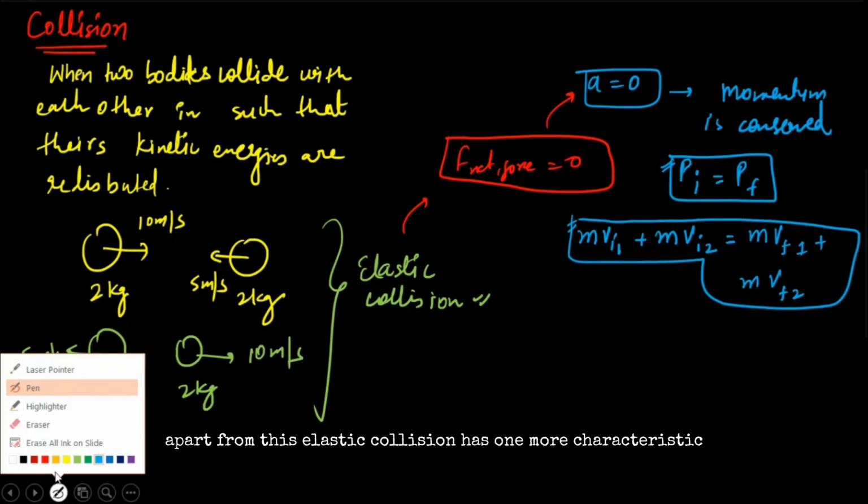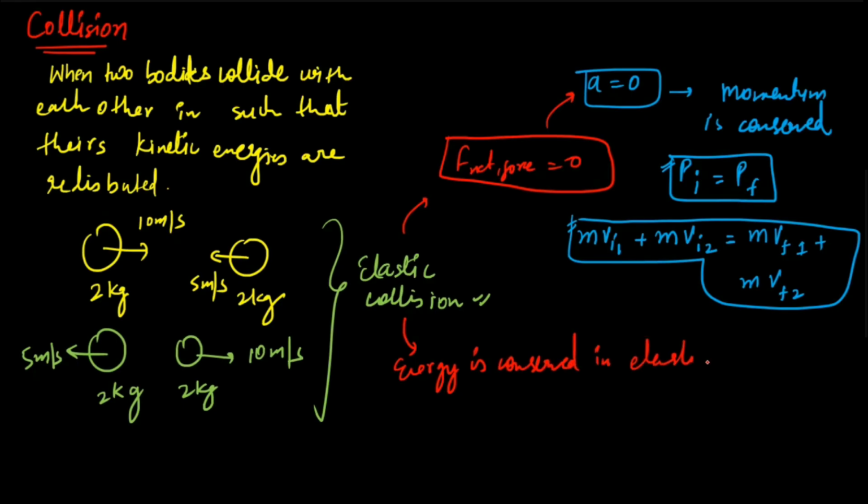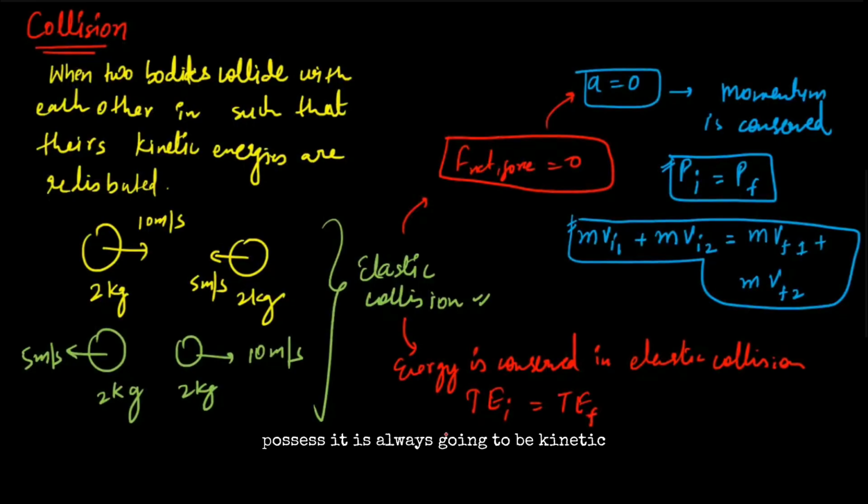Apart from this, elastic collision has one more characteristic: energy is also conserved in elastic collision. Energy is conserved means initial total energy must be equal to final total energy. And as both the objects are moving in the horizontal direction, the energy they possess is always going to be kinetic energy. So initial kinetic energy must be equal to final kinetic energy. There must not be any initial or final potential energy, because their position above the surface must be constant. It must not be changing. So kinetic energy is going to be the constant here.